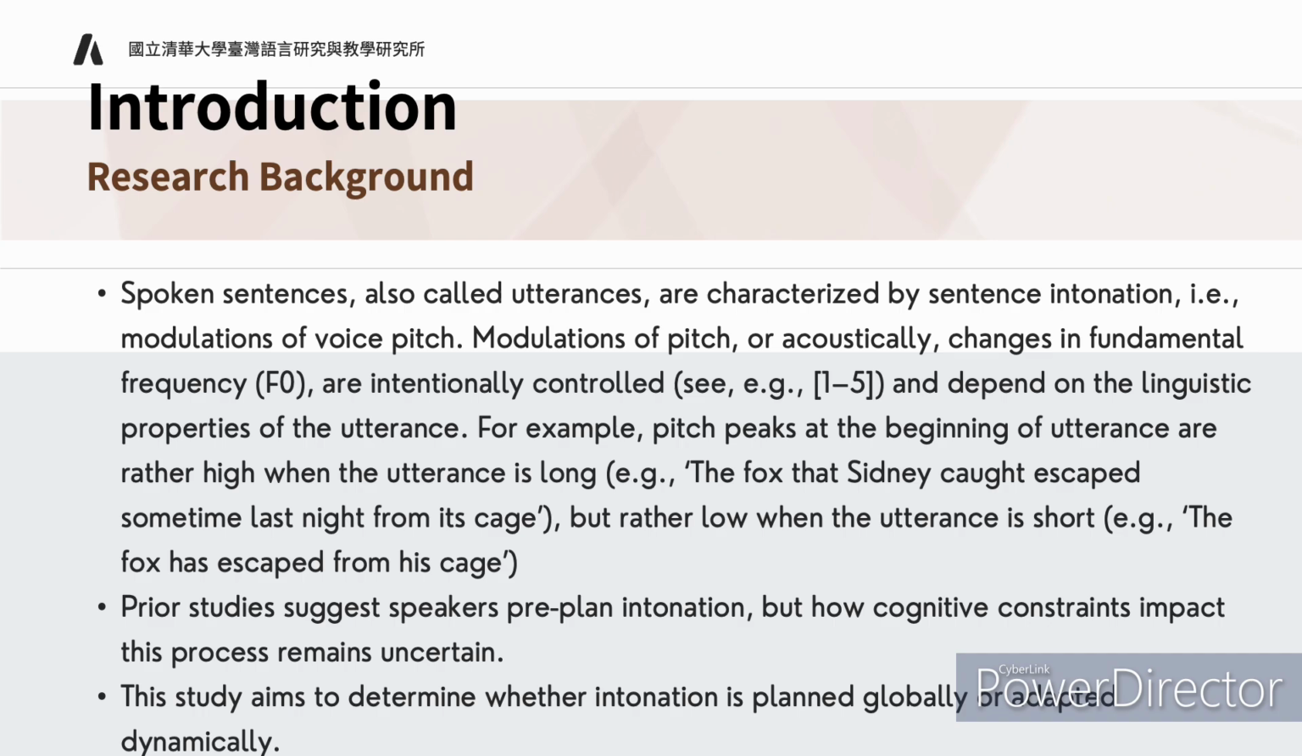The author pointed out that speech production is a complex process that requires coordinating cognitive and motor mechanisms. Intonation plays a crucial role in conveying meaning, structure, and emotion in spoken language. Past studies suggest that speakers may pre-plan intonation for an entire sentence. However, it remains uncertain how cognitive constraints influence this process. This study aims to determine whether intonation planning occurs globally before speaking or whether speakers dynamically adapt their intonation in real time under cognitive load.